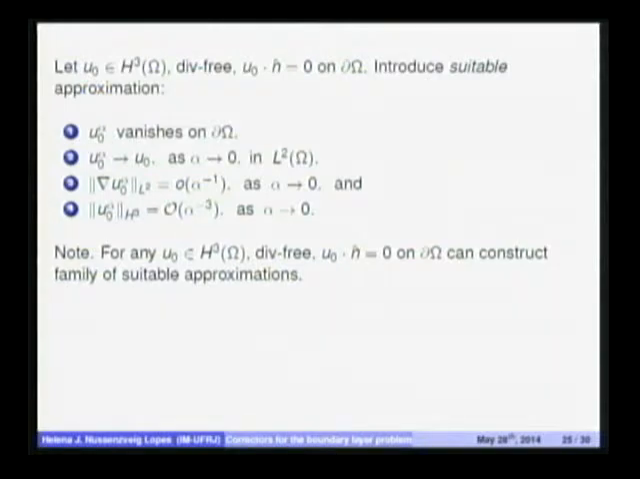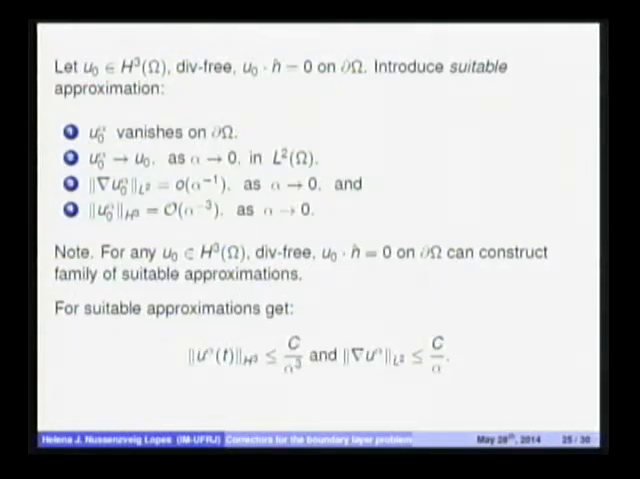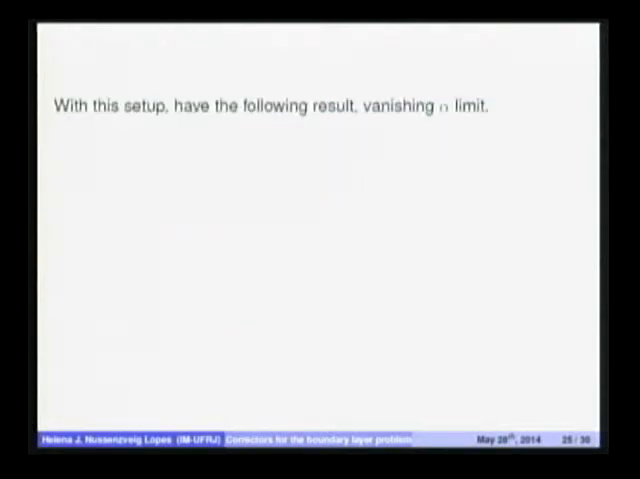For any u naught in H3, divergence-free and tangent to the boundary, it's always possible to construct such a family of approximations. So for these approximations, you work a little bit harder, and you get the following a priori estimates valid for all t. The H3 norm is controlled by 1 over alpha cubed, which comes from the assumption on the initial data, together with the estimate on the curl of these v alphas. And the gradient of u alpha, there should be a t here, in time L2 is bounded by 1 over alpha for all time.